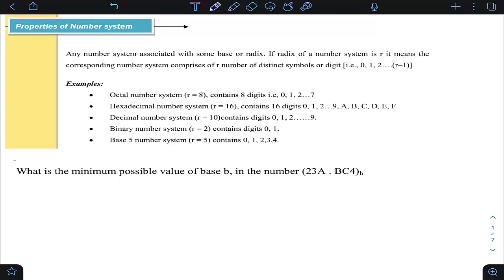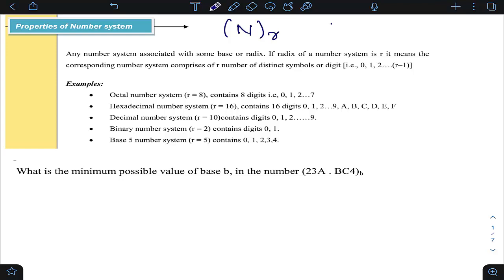So let us say I have a certain number called n. This number n is always associated with something known as radix or base. Sometimes we make use of the notation r, sometimes we make use of the notation b. So this is known as the radix. So what are the properties of this radix? Let us have a discussion.